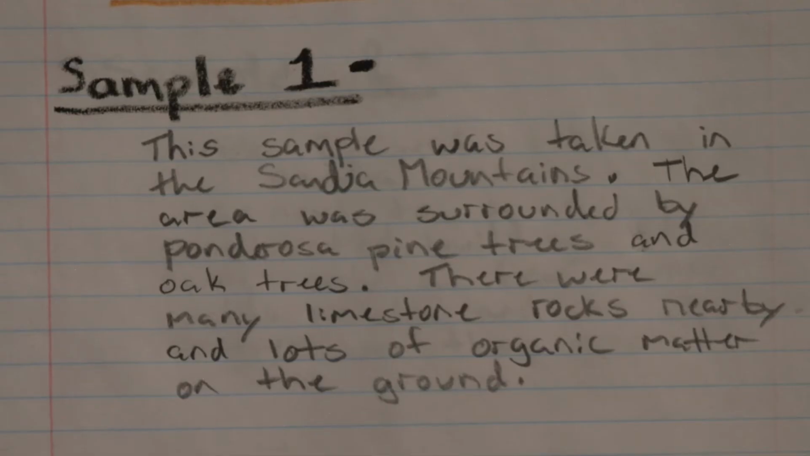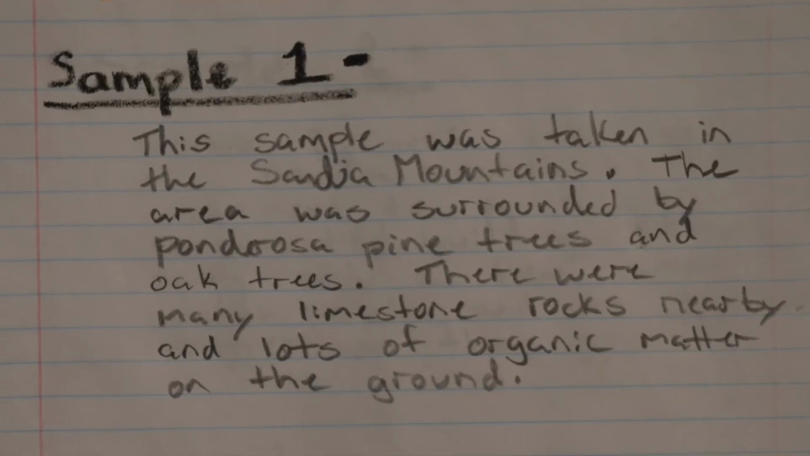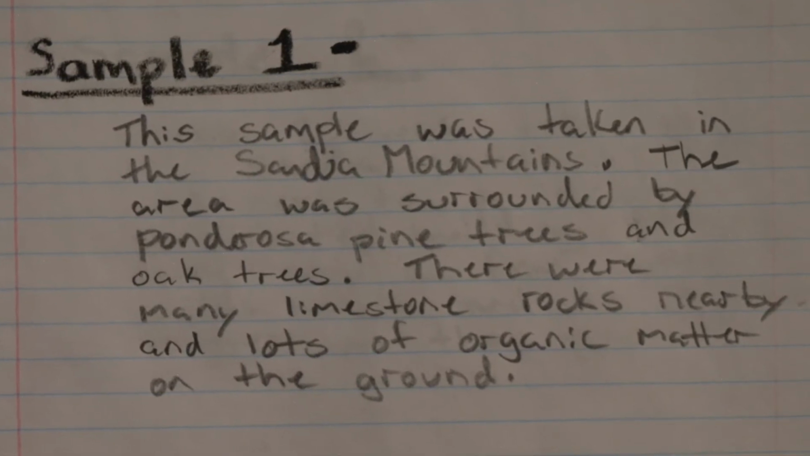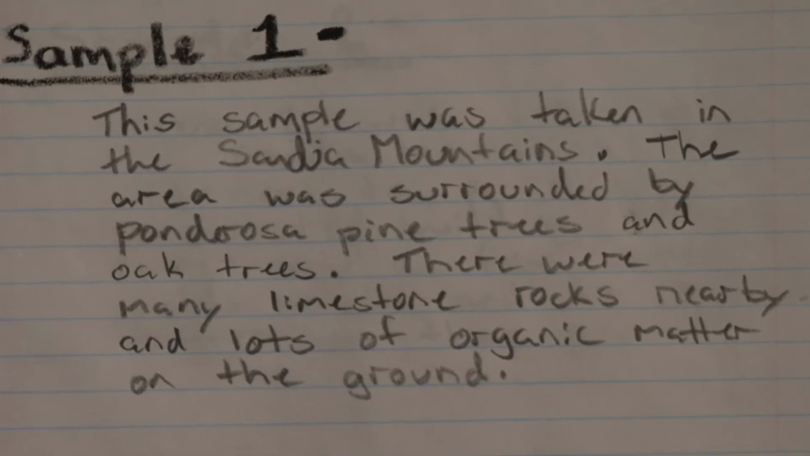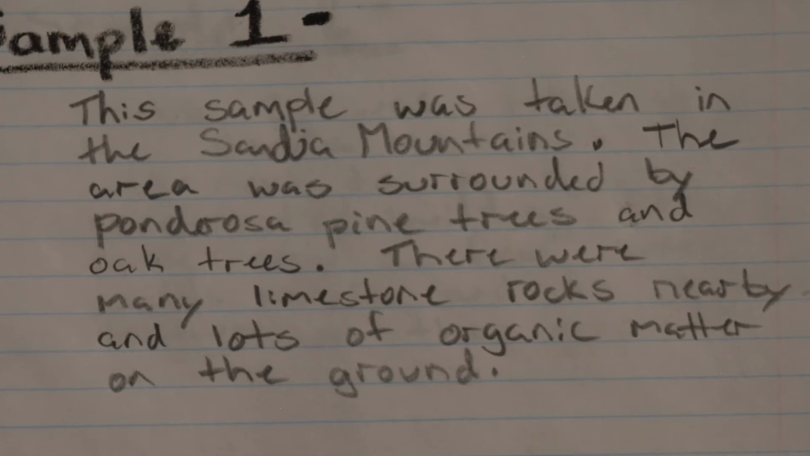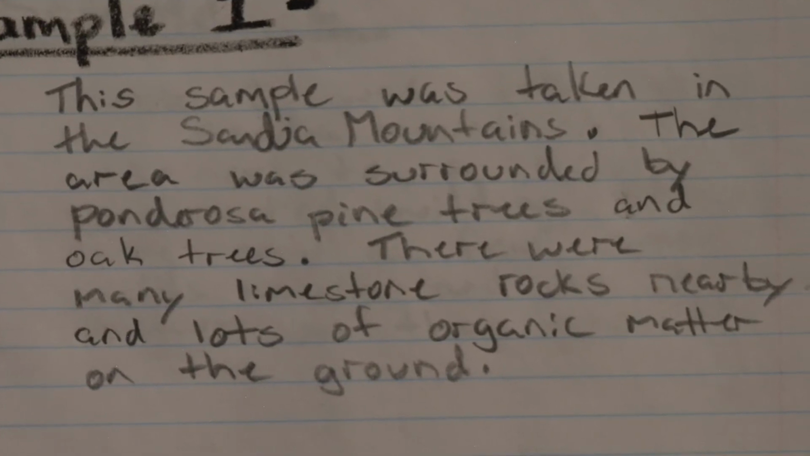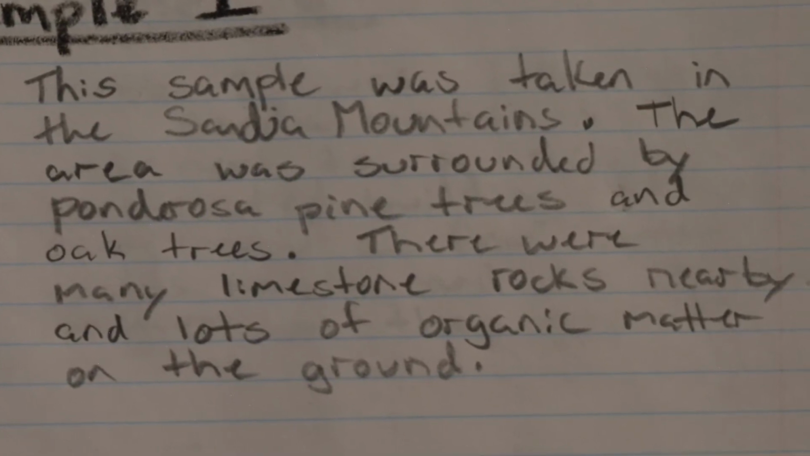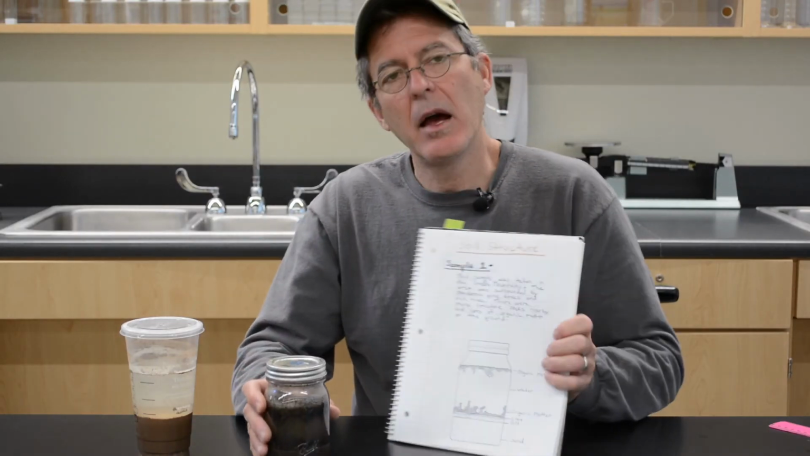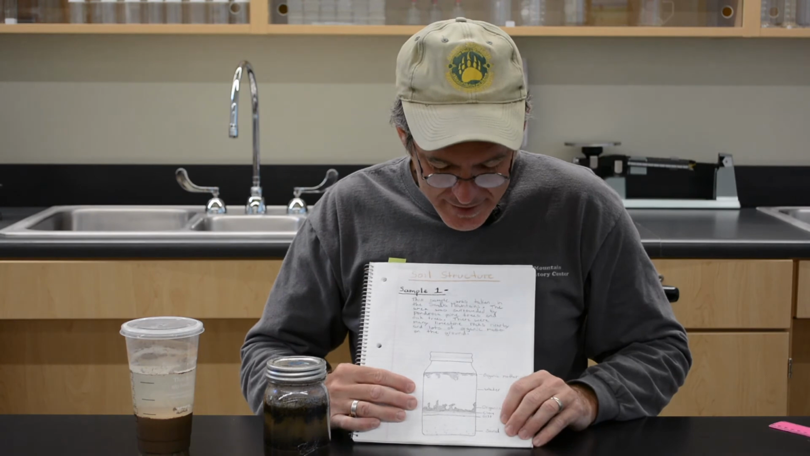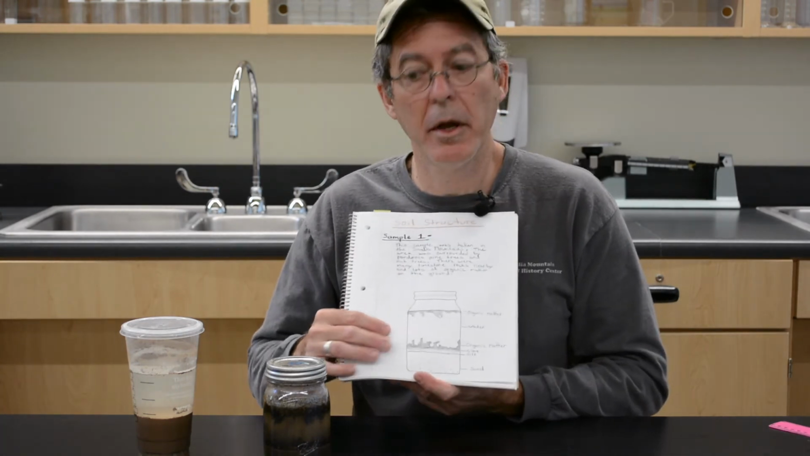So real quick, this sample, sample 1, was taken from the Sandia Mountains. The area was surrounded by ponderosa pine trees and oak trees. There were many limestone rocks nearby and lots of organic matter on the ground, which describes why there's so much here. And then the fun part, at least I always think so, is the drawing.